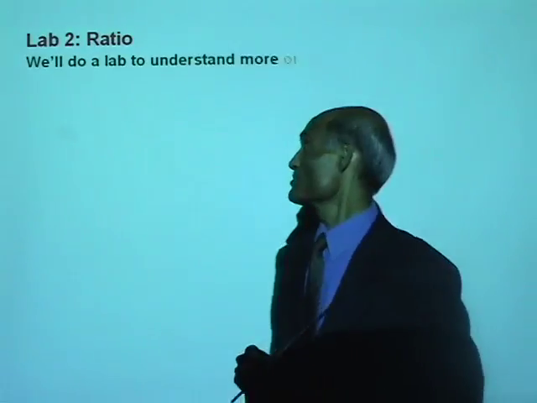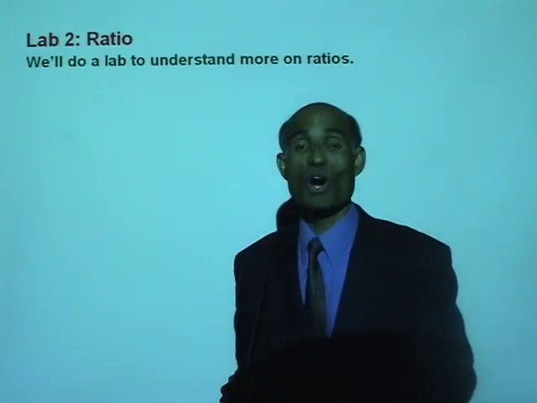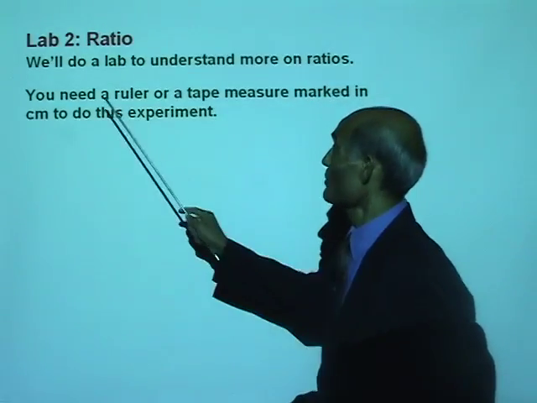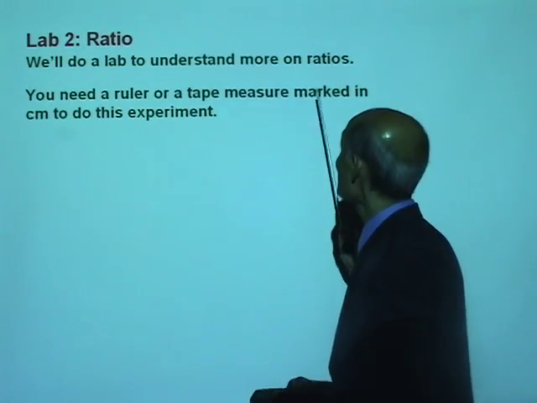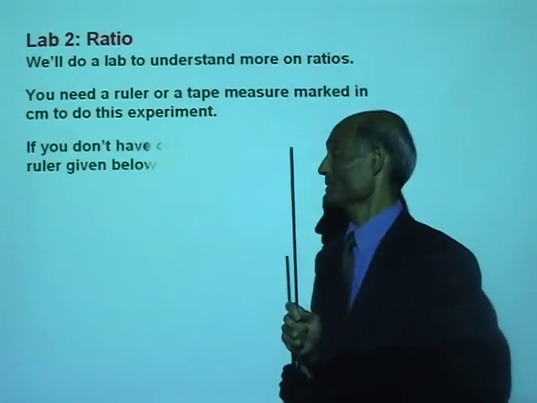Now, what is the lab I would like you to do? I'm going to show you what I am going to do, and I would like you to do the same thing on your own and make your lab report as a Word document with all the information and email it to me. We will now do a lab to understand more on ratios. Now, you need a ruler or a tape measure marked in centimeter to do this experiment.